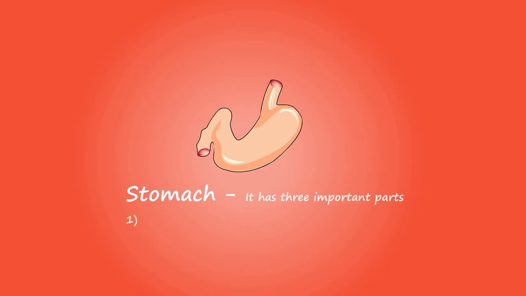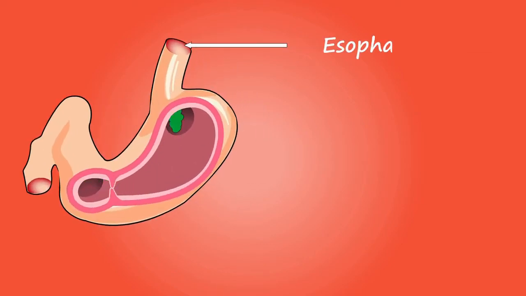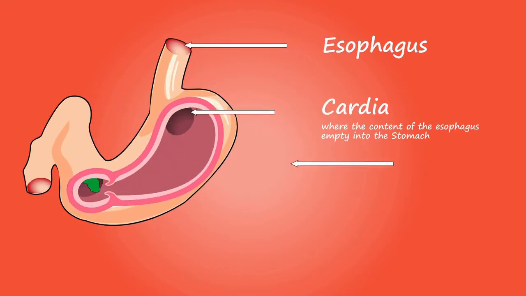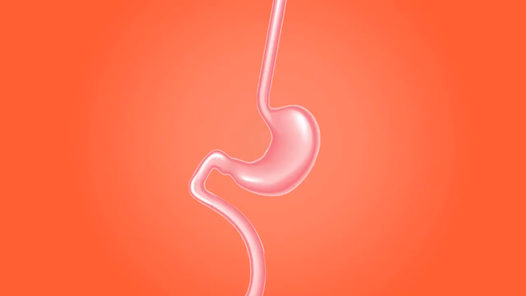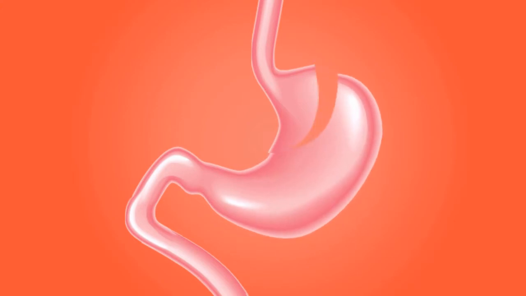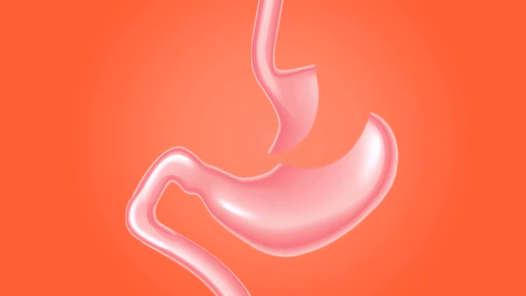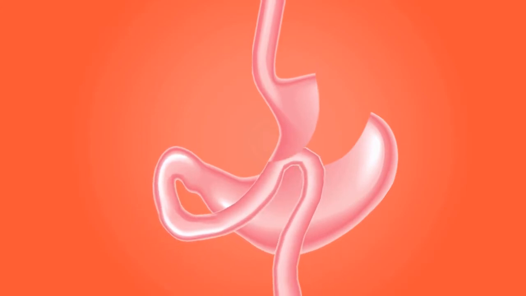First of all, let us see part of the stomach. There is the esophagus that connects to the cardia, then the body of the stomach, then the pylorus. Now let's see one type of stomach surgery. This is called gastric bypass surgery. This is simple gastric bypass surgery.